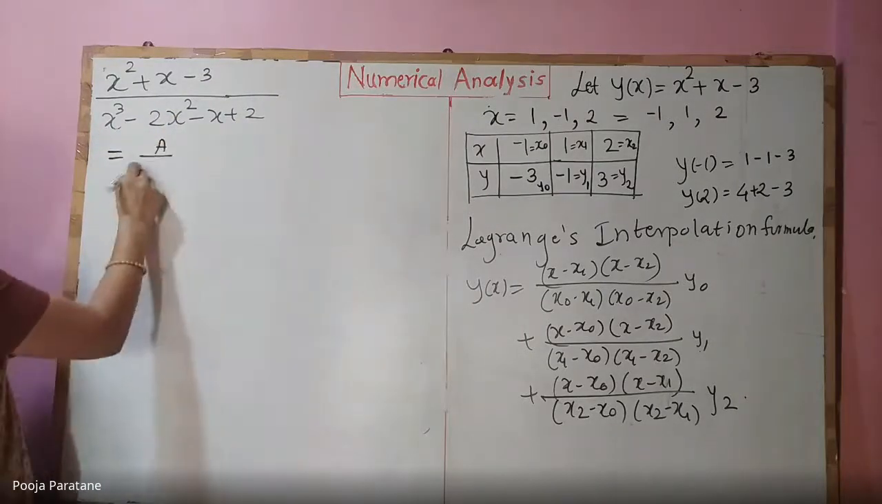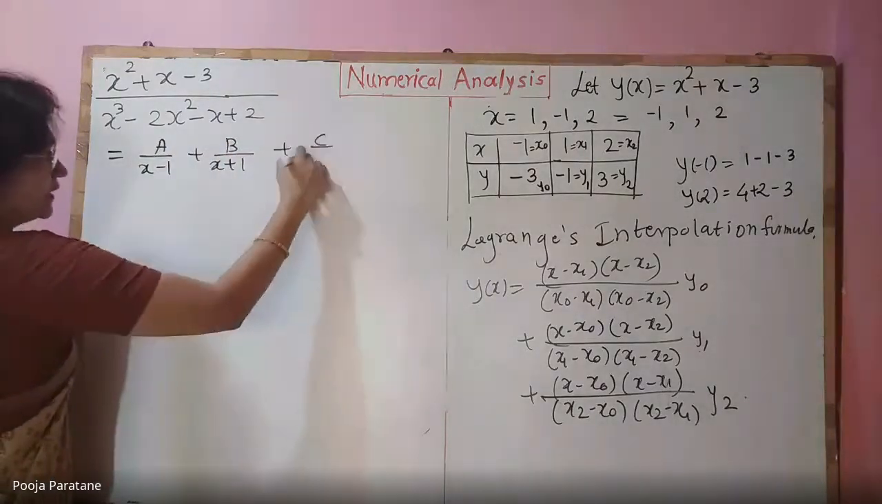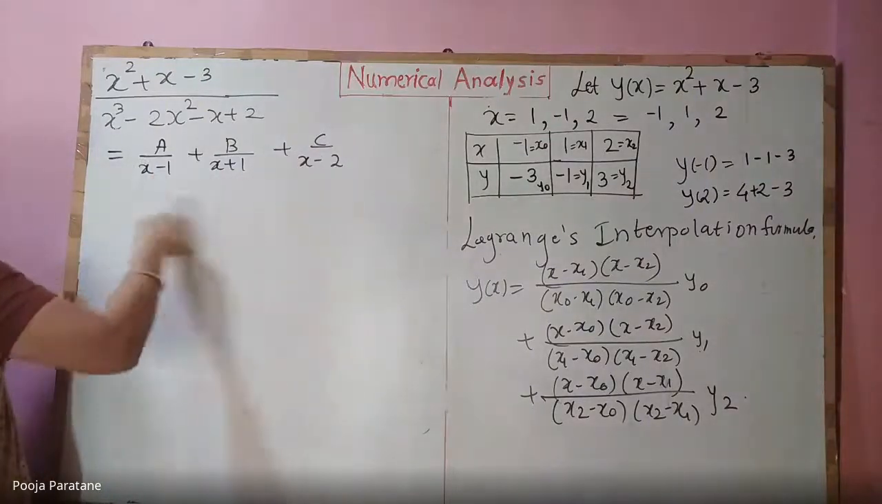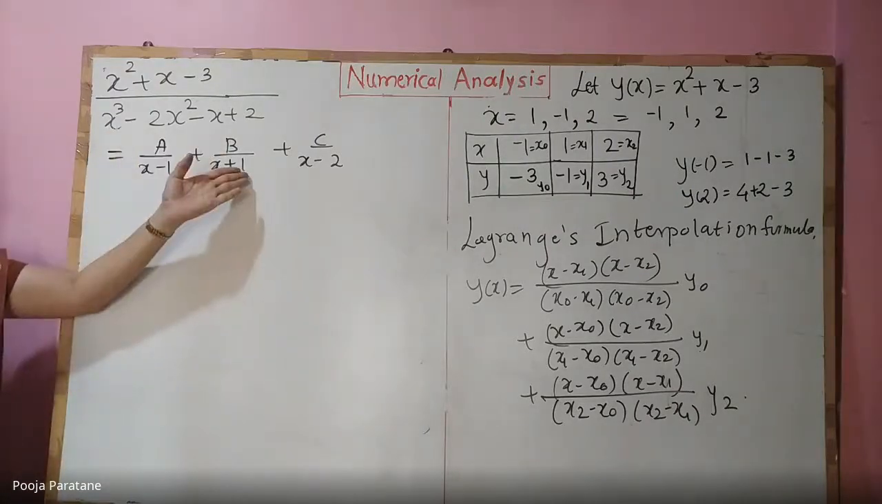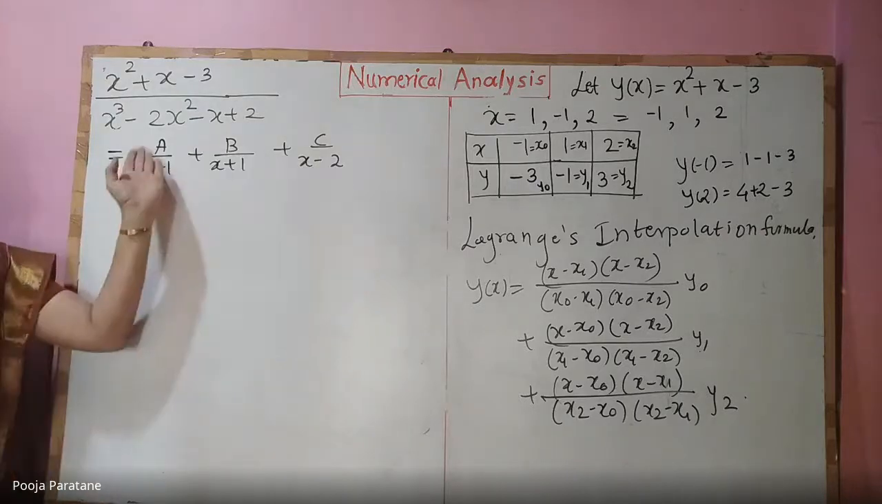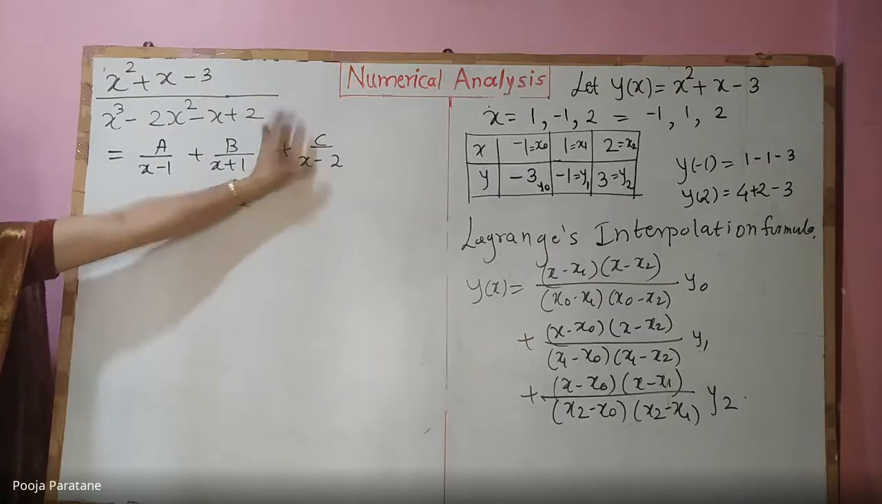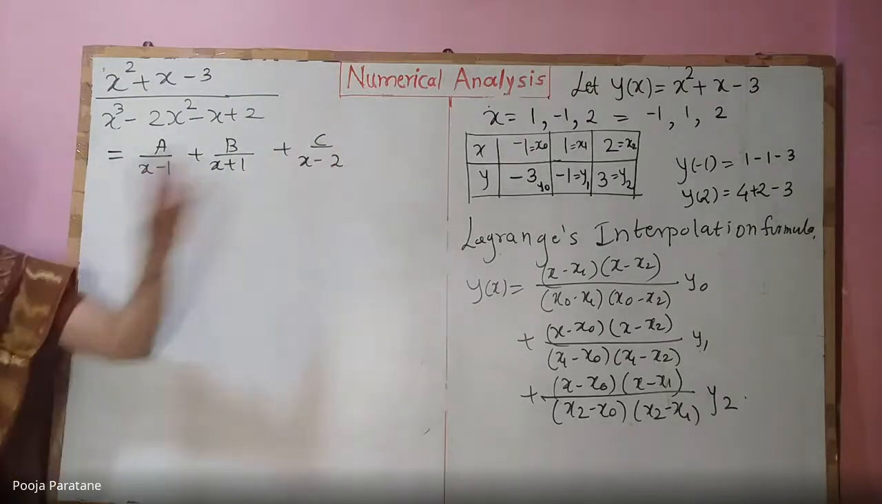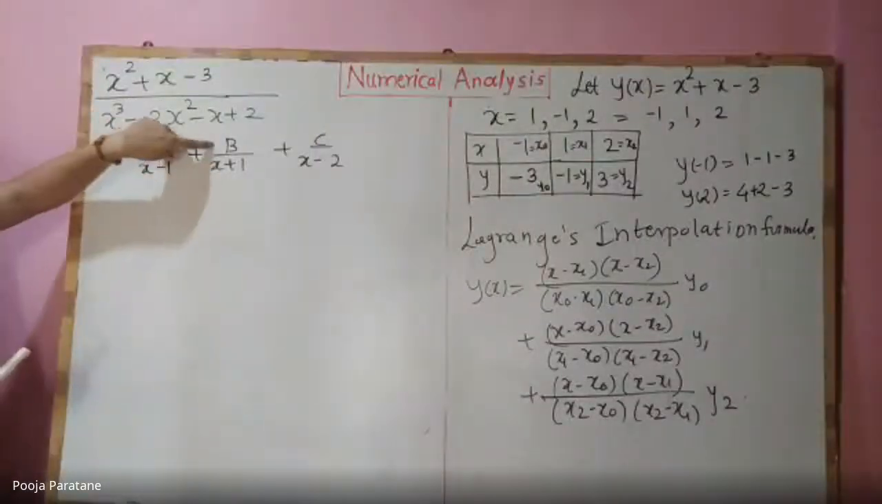Now the factors are x minus 1 plus B upon x plus 1 plus C upon x minus 2. And then we find the LCM of these and then again put x equals 1, then x equals minus 1, then x equals 2 to get the values of these constants. But if it is up to only two terms, it is okay. But if a third factor is there, the calculations become a little bit complicated. But here you will easily get the values of A, B and C.